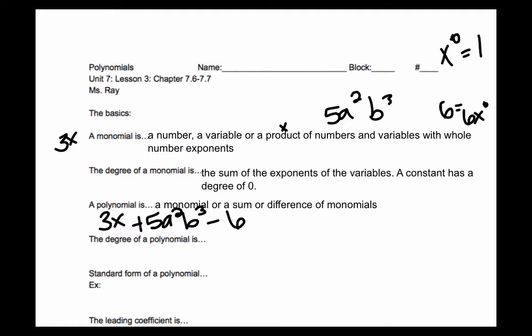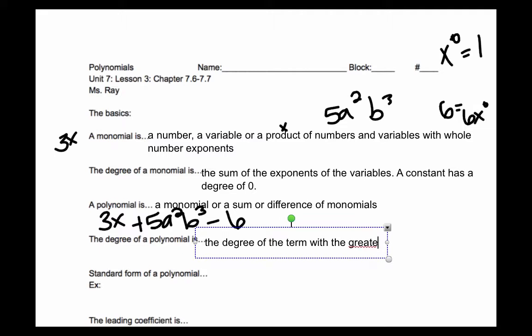The degree of a polynomial is the degree of the term with the greatest degree. In other words, it's the one with the biggest exponent. It's the monomial with the greatest degree. So what's the degree of this polynomial? Well, the degree of this is 1, the degree of this is 5, and the degree of this is 0. So the degree of this entire polynomial would be 5. We would take the largest degree.